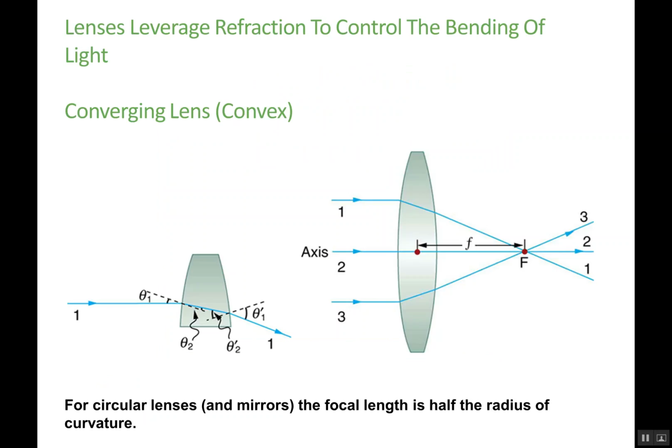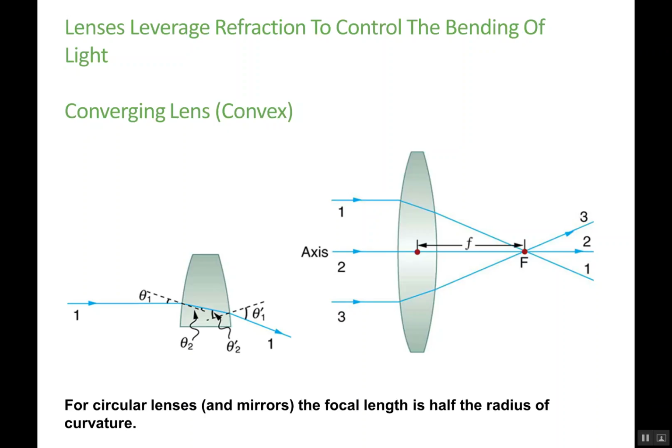Lenses leverage refraction to control the bending of light. This picture is a convex lens, or a converging lens, seen from the side. Let me show you a real one. This is a convex lens made of glass, and if I hold it just right, you can see that it's thicker in the middle than it is at the edges, and that's really important to determining the way that it behaves.